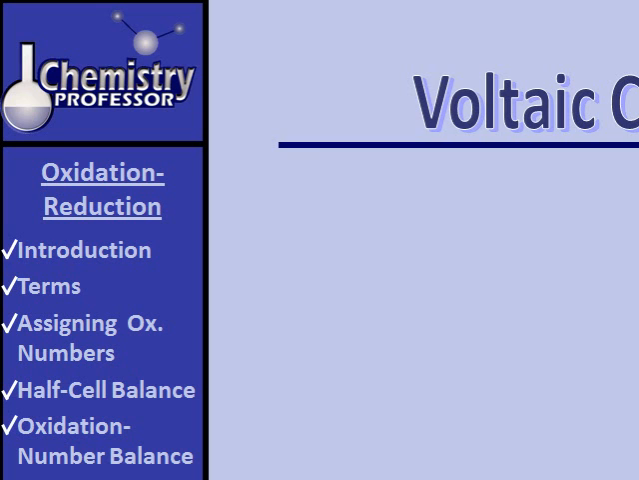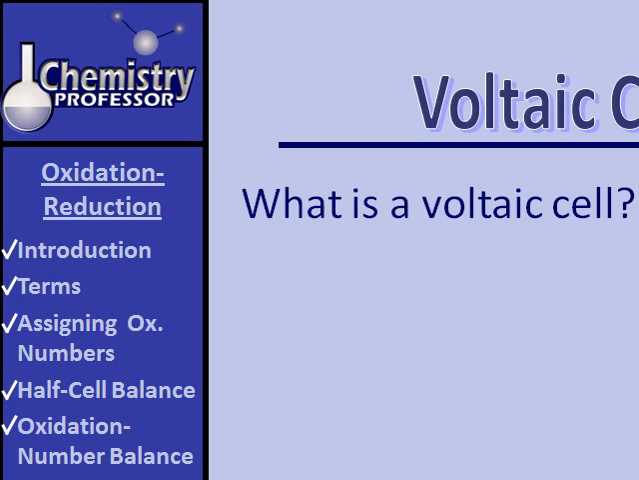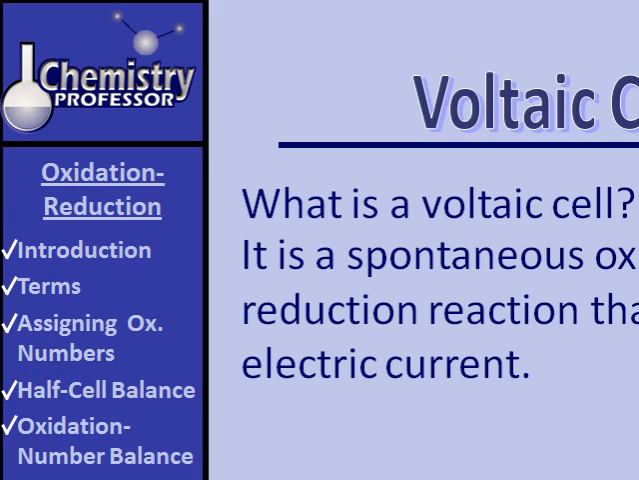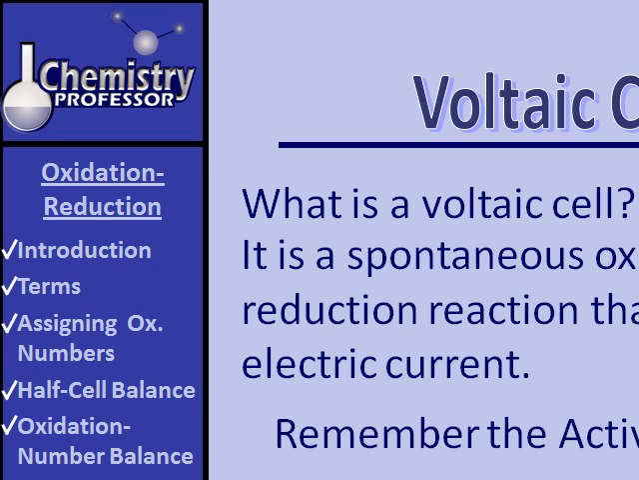Now we're ready to look at voltaic cells. Voltaic cells. Just what is a voltaic cell? Well, a voltaic cell is a spontaneous oxidation reduction reaction that when it occurs can produce an electrical current. Now you remember this, don't you? Remember the activity series? There it is.